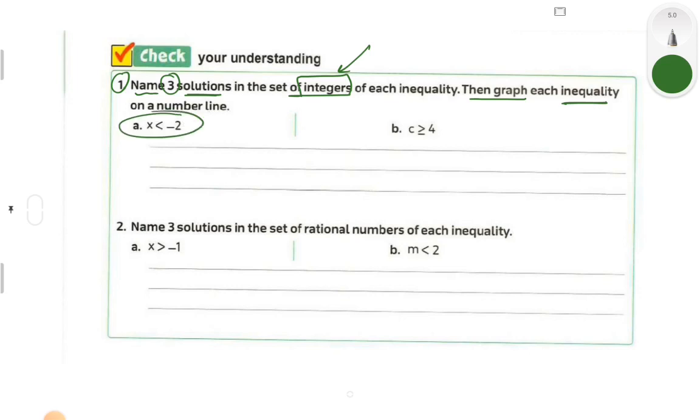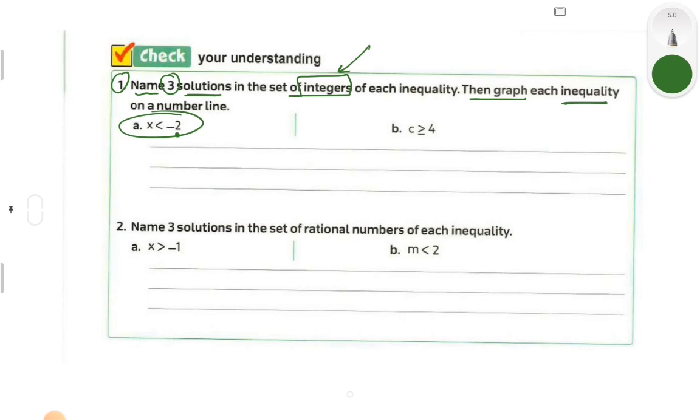Start with the first one. Here we have x less than -2. First, is -2 with us or not? Does -2 belong to the solution set? No, because we haven't got an equal sign here. So -2 doesn't belong to the solution set.